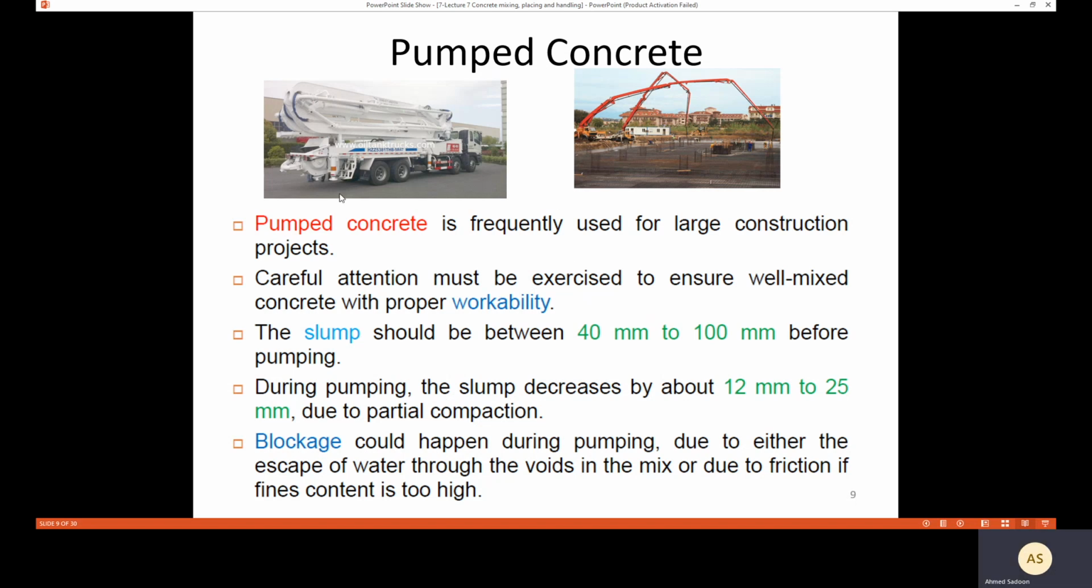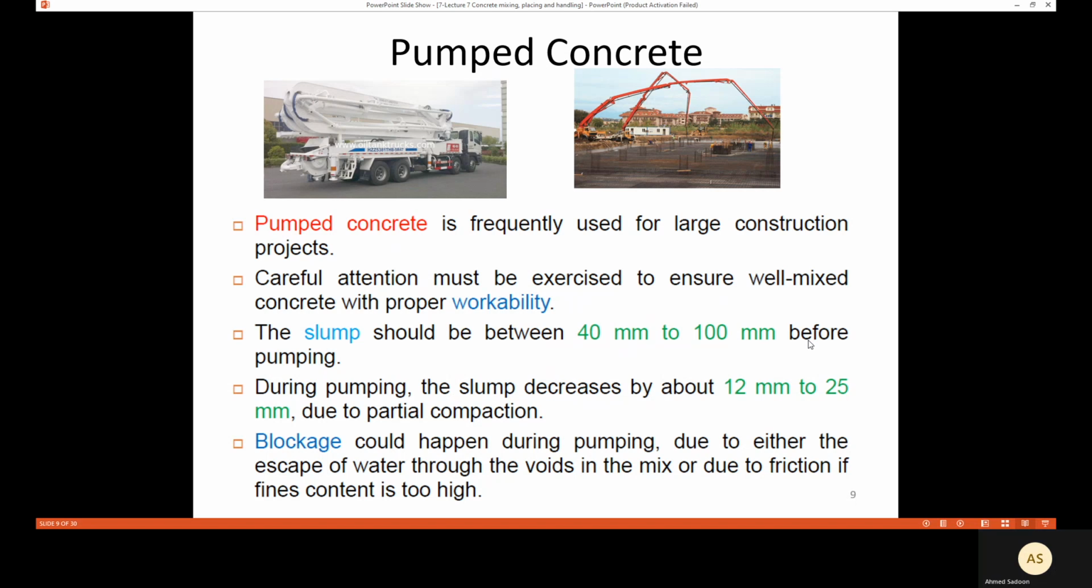And the slump should be between 40 millimeters to 100 millimeters before pumping. Before pumping, we make sure that the slump is at least between this range. Why do we do that? Because during pumping, the slump decreases by about 12 millimeters to 25 millimeters due to partial compaction. Because when we use a pump, we are going to have a type of compaction during the process of pumping the concrete. So we are going to lose slump. The slump is going to decrease by this value.